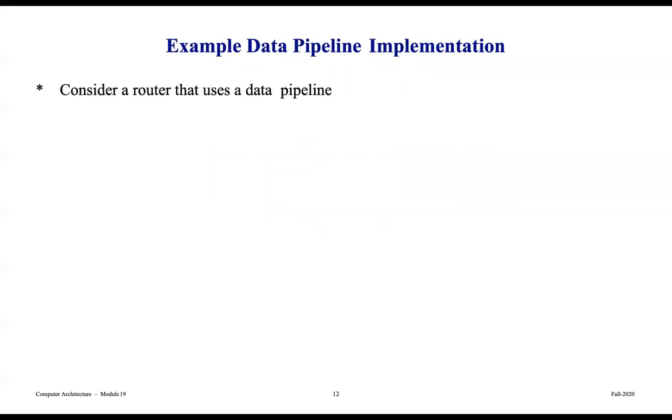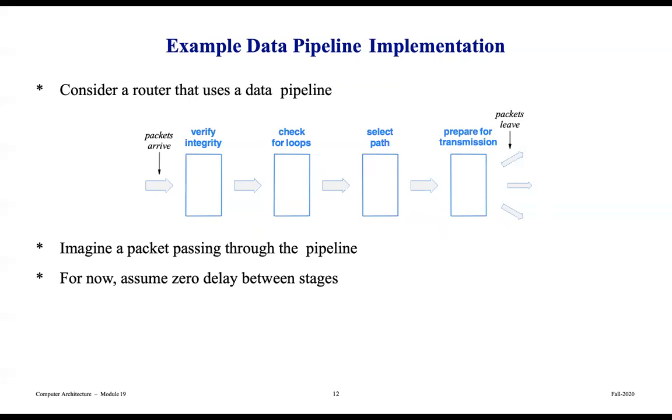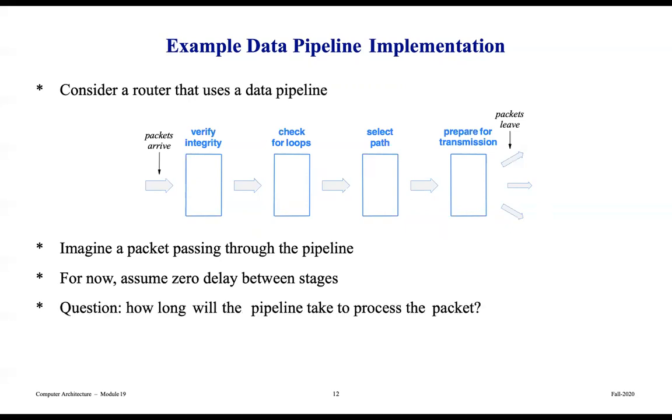So let's consider an example of a data pipeline implementation. Here we have this kind of block diagram. We verify, check for loops, select the path, prepare for transmission, and then it exits. This is a graphical representation of that basic flow. So we can imagine a packet passing through the pipeline. And for now, assume that there's 0 delay between the stages.